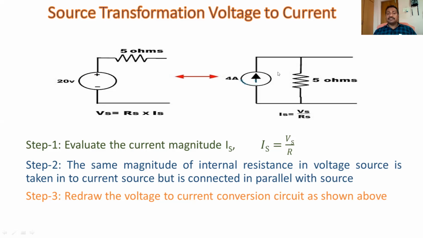So this is the equivalent magnitude of current source. This is the 4 amperes. The same magnitude of internal resistance contained in the voltage source should be considered in the current source also. So this is about it. Therefore, Is is equal to Vs by Rs, and Rs is 5. So this is about source transformation from voltage to current.